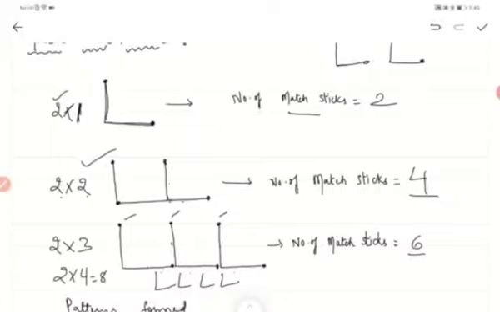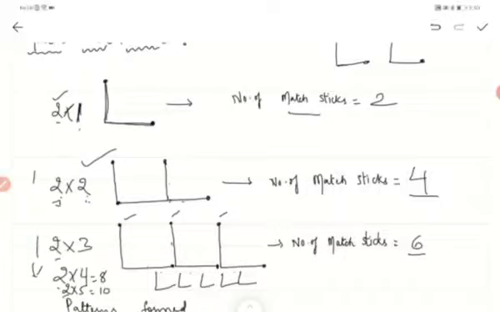If I want to make 5 L patterns side by side, I will need 2 into 5, that is 10 matchsticks, isn't it? Did you observe this pattern? For 1 L, I need 2, so the number of L's to be formed will be increasing, and 2 will be constant, right? Because the number of matchsticks for 1 L is 2.